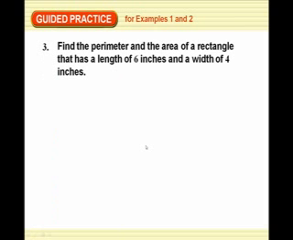So number 3, find the perimeter and the area of a rectangle that has a length of 6 inches and a width of 4 inches. So again, I'm a picture lady. I like to draw pictures. So I'm going to draw my rectangle. It has a length of 6 inches and a width of 4 inches. Find the perimeter and the area. Notice I'm reading, trying to figure out exactly everything they asked me to do.